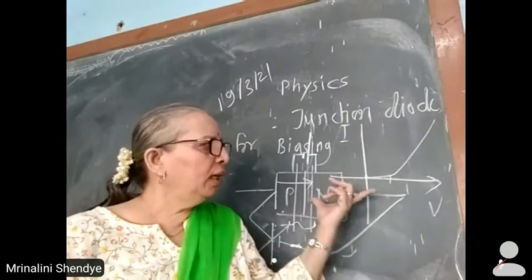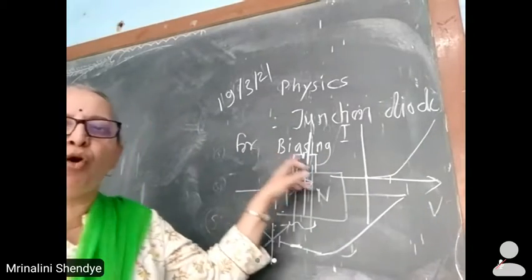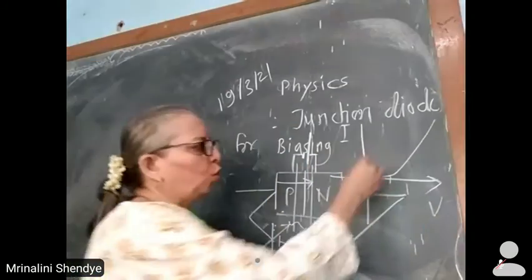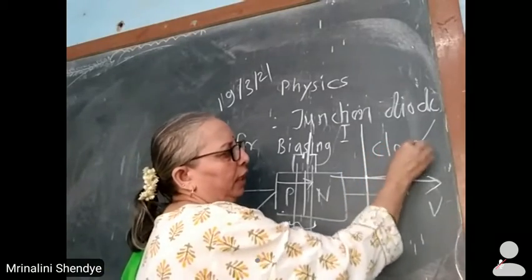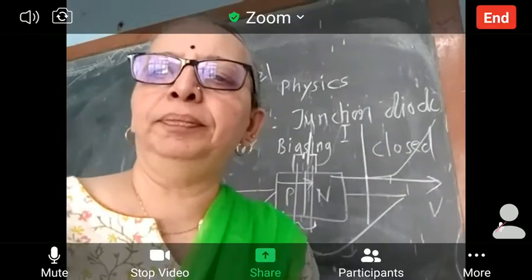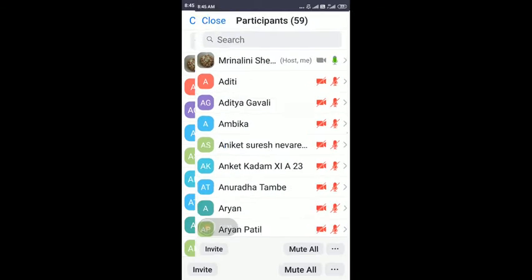So here large current can flow through junction diode when it is made forward biased, and hence it behaves as closed switch. It conducts in large amount.